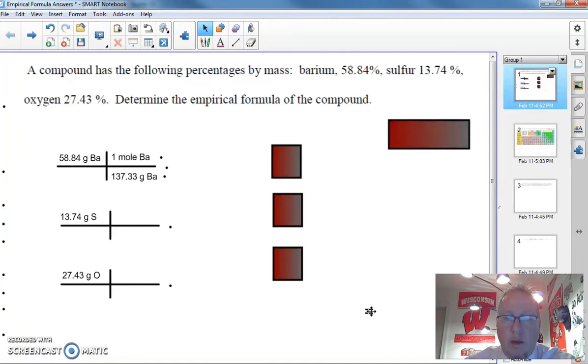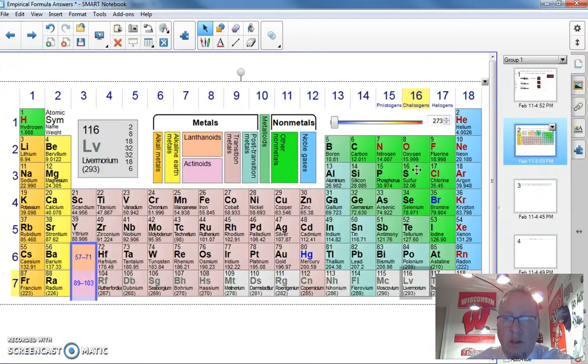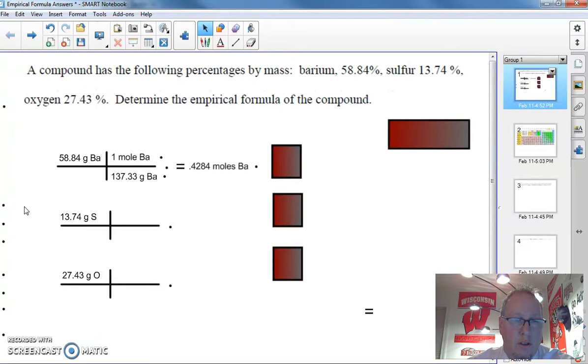If I were to do that math and figure out what it is equal to, it is equal to this number right here, 0.4284. The next conversion I'm doing is from sulfur, grams to moles. To go from grams to moles for sulfur, it is 32.06. So there are 32.06 grams in 1 mole of sulfur.